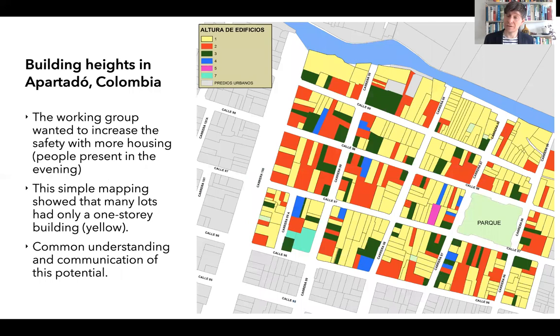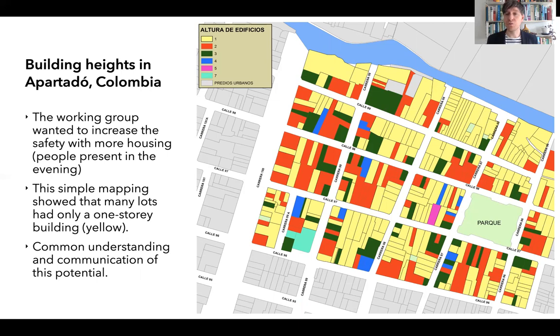That map had quite advanced production behind it, but there are simpler ways of mapping density. This is an exercise we did with the Apartado team in Colombia. It shows the building heights of all the buildings in the city center. The working group, maybe you recognize this from last week, wanted to increase the safety in the center. They made this security neighborhood survey.